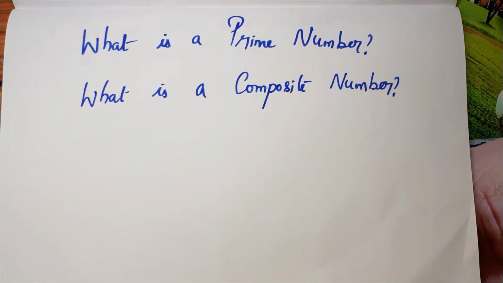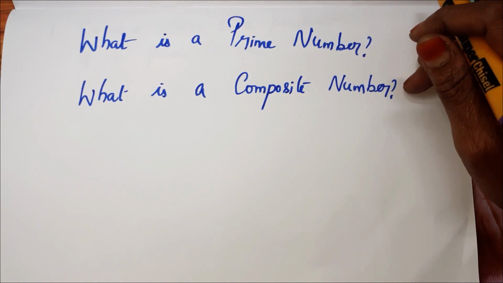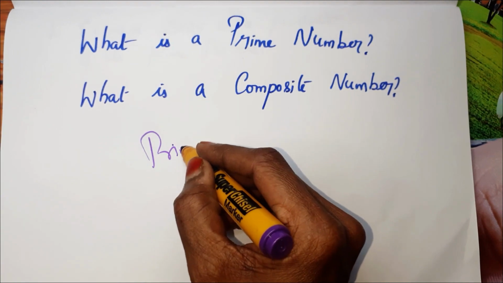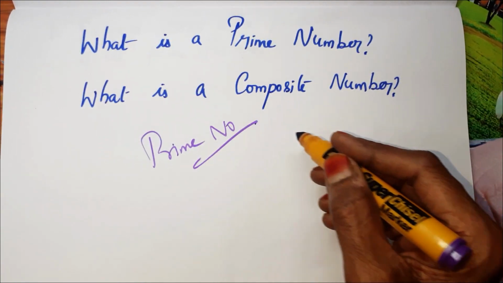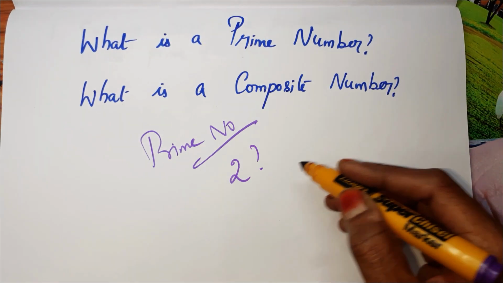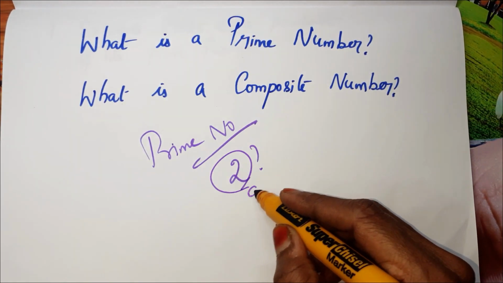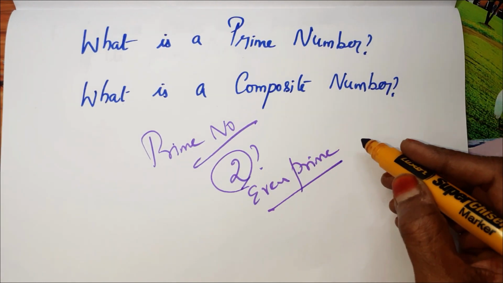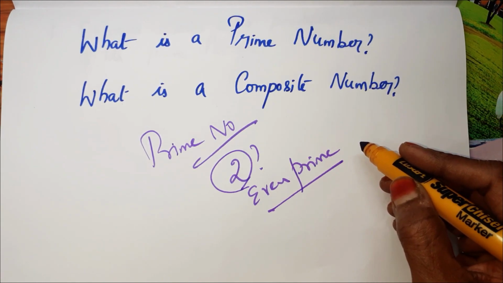Can you tell me what is a prime number and a composite number? What is a prime number? Can you give me an example of a prime number? Is 2 a prime number? Yes, 2 is the first and only even prime number. The prime numbers start from here. 2 is the first even prime number.